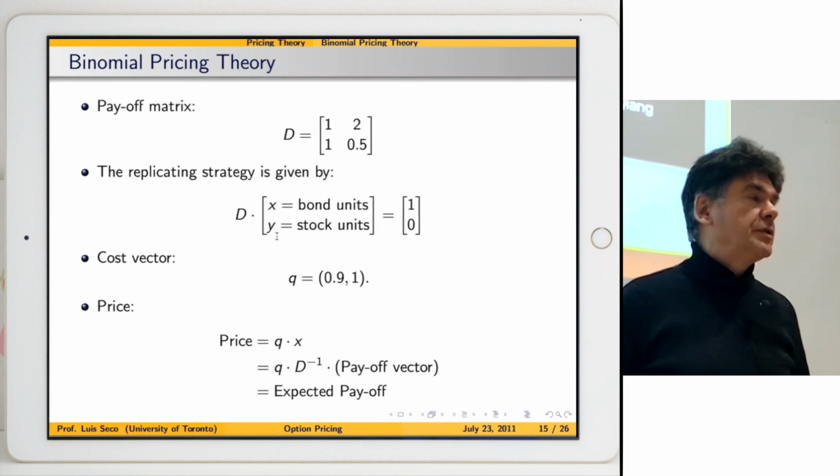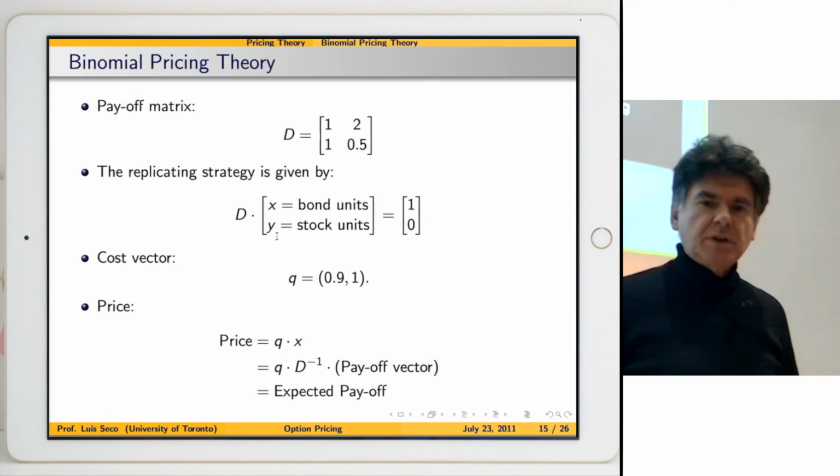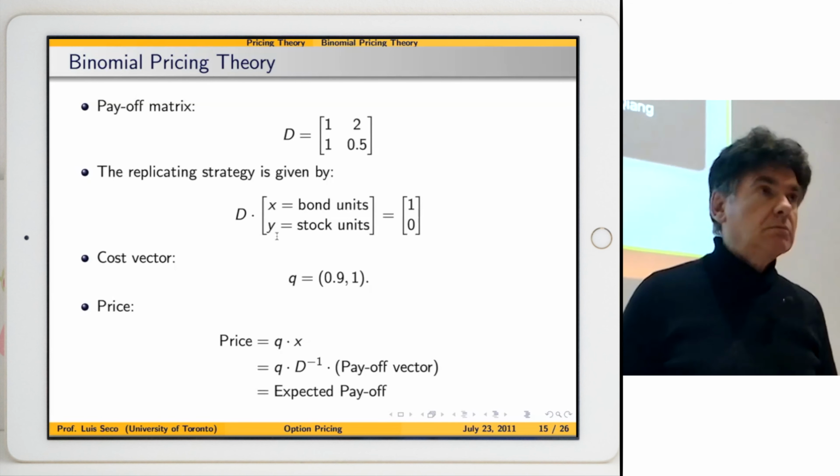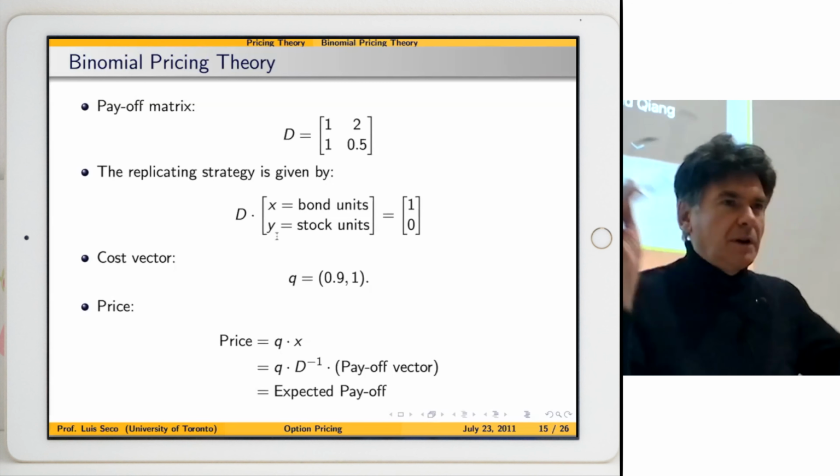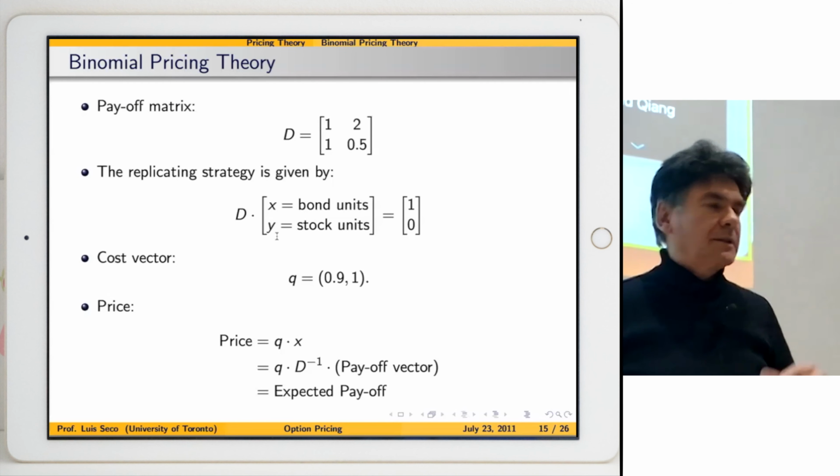Then my replicating portfolio is a vector, okay, X, Y. X representing the number of bonds, Y represents the number of stocks, or you can use your favorite nomenclature for the vector. You can say X1, X2, or V1, V2, or U, V, up to you, whatever you like, all right?